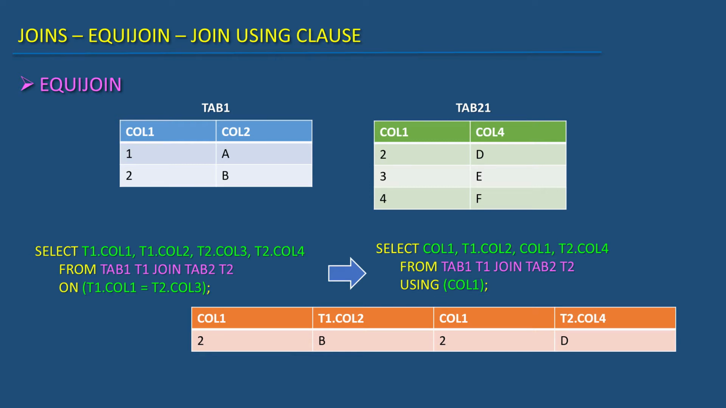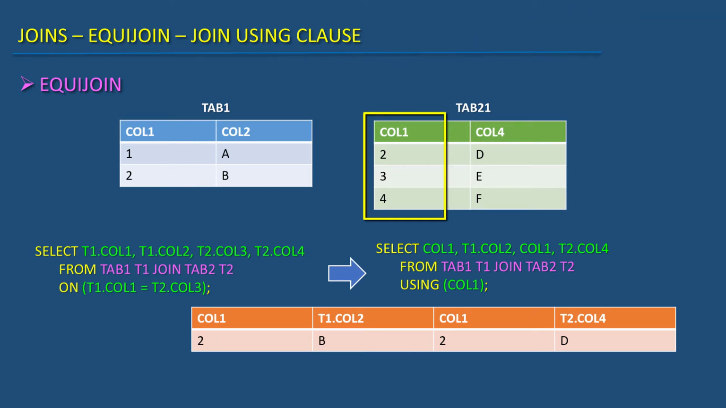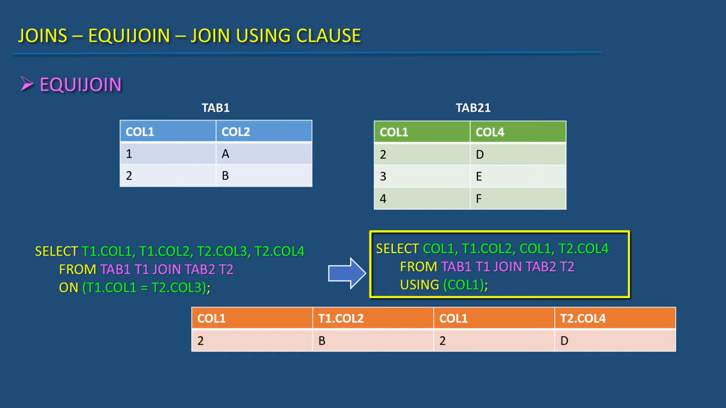This tells Oracle that there is a col1 in tab1. There is also another col1 in tab2, and do an EQUIJOIN using those. The important thing is you cannot qualify the joining column, which is col1 here, with its table name. t1.col1 or t2.col1 will not work, and qualifying is not needed as well.